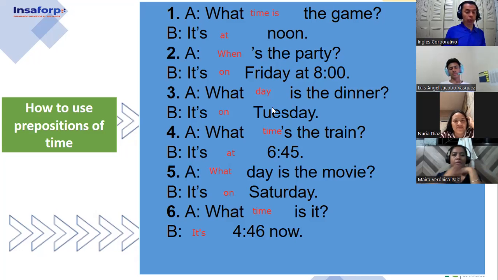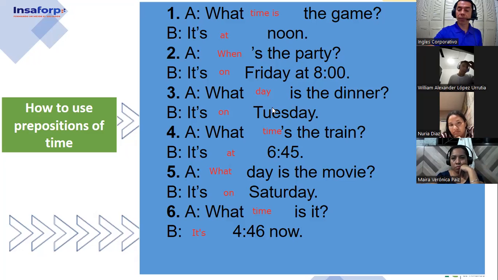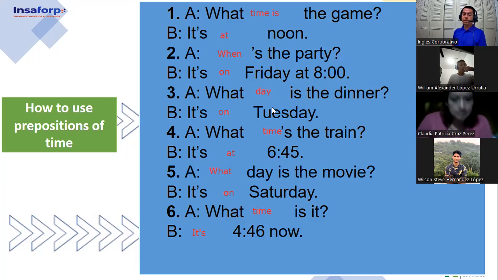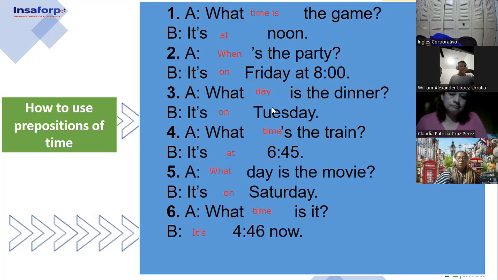Now, William to Wilson, number five. Okay. What day is the movie? It's on Saturday. What time? No, what day, right? What day is the movie? It's on Saturday. Good. And number six, please, Claudia and Karen. Claudia, question. Karen, the answer. What time is it? It's 4:46 now.